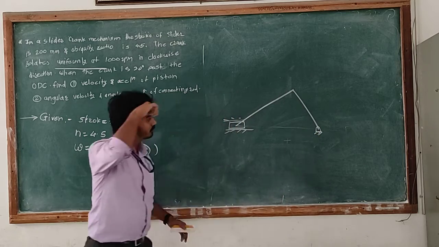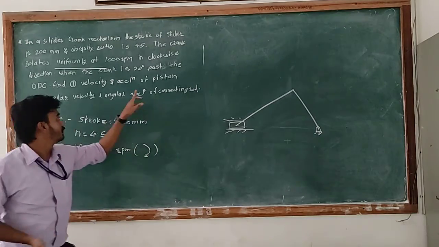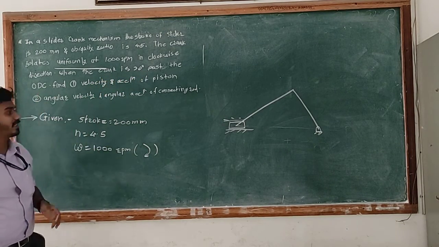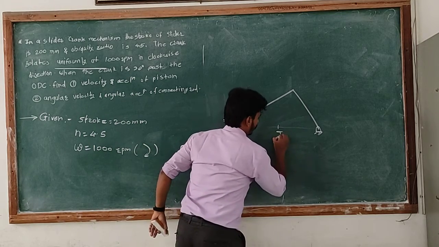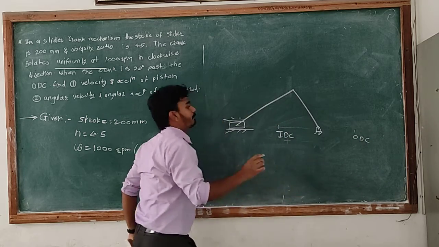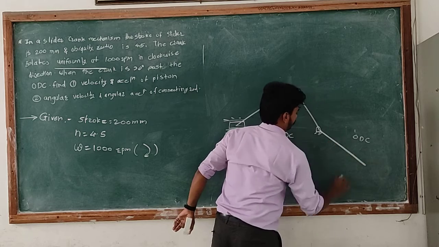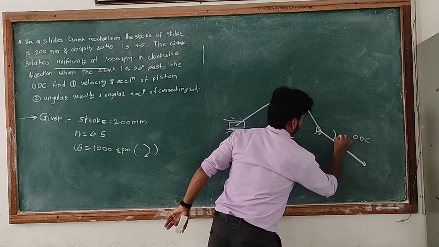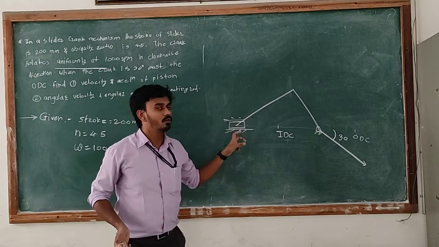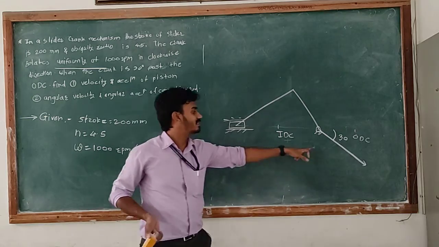This is the connecting rod. This is the crank, and they have given that the crank is 30 degree past the outer dead center. So here is the inner dead center, and here is the outer dead center. And the crank has passed 30 degree, which means the crank is at this position. The position of the crank is this.